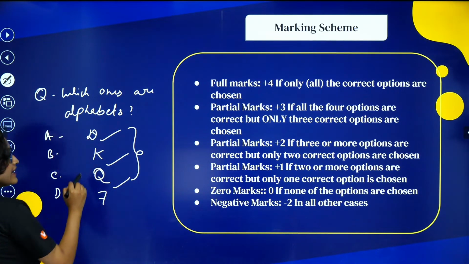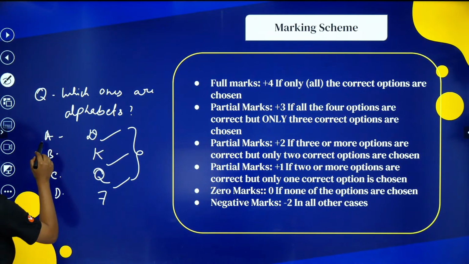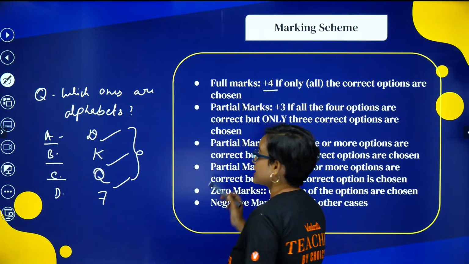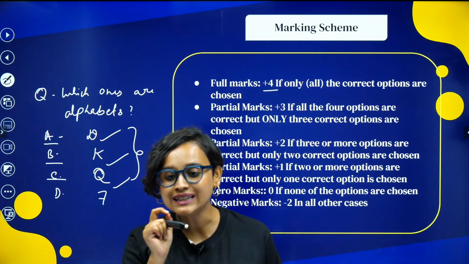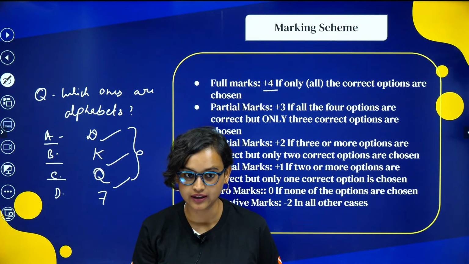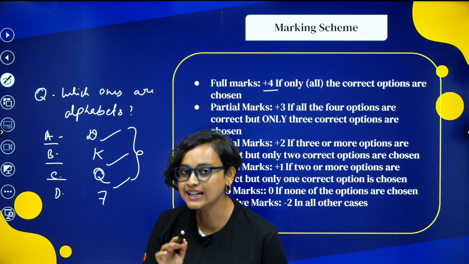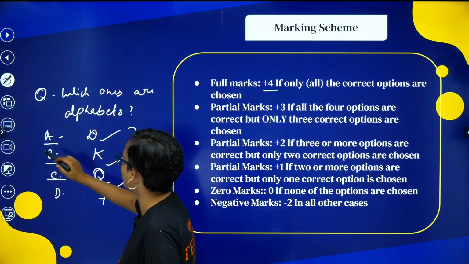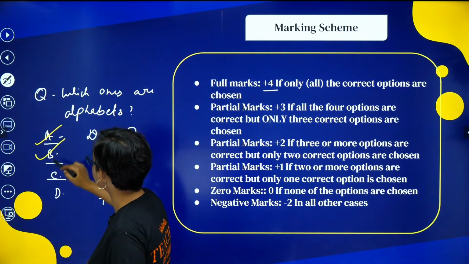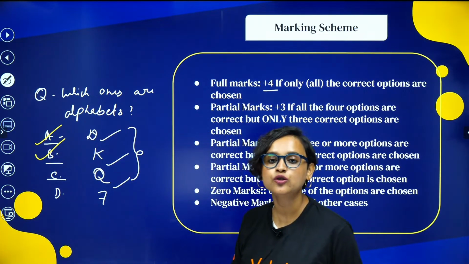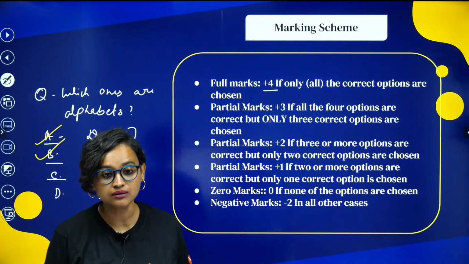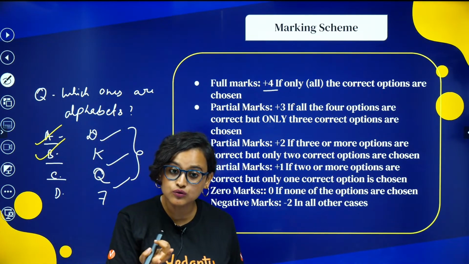So, if you answer option A, option B, option C, then you are going to get +4. Only then you are going to get +4, okay? But let's just say that you only tick option A and option B. Then you might get partial marks. You will probably get +2.